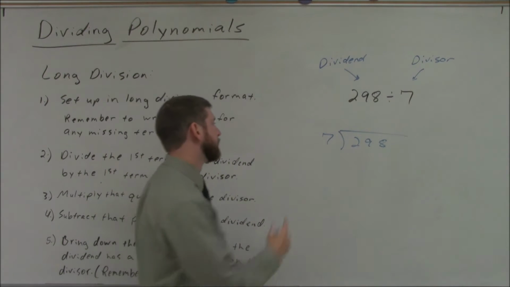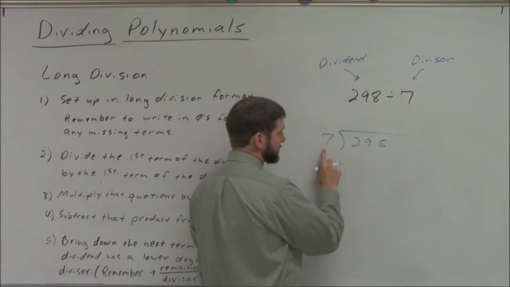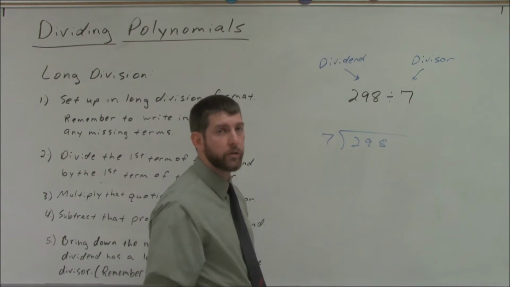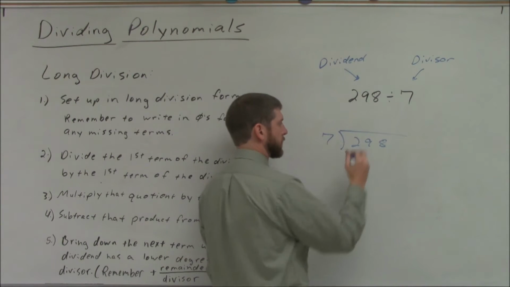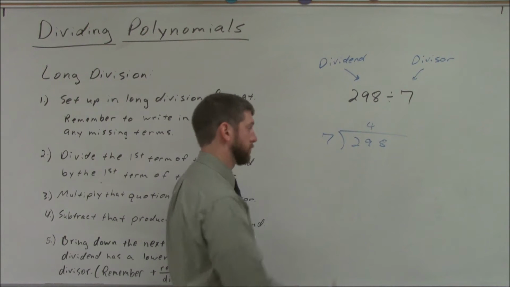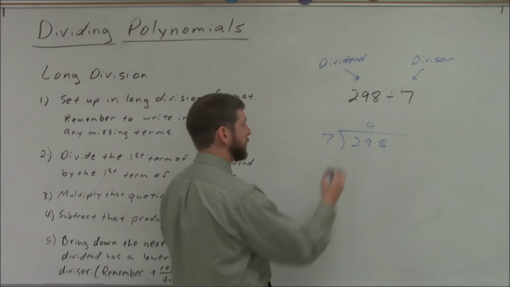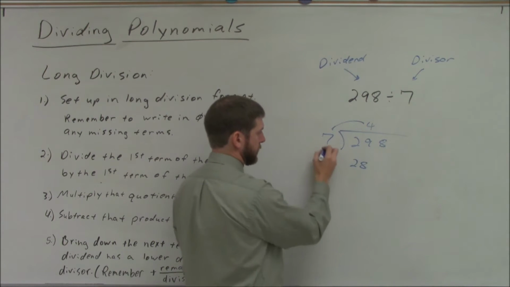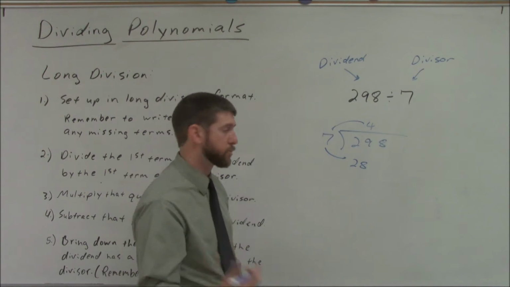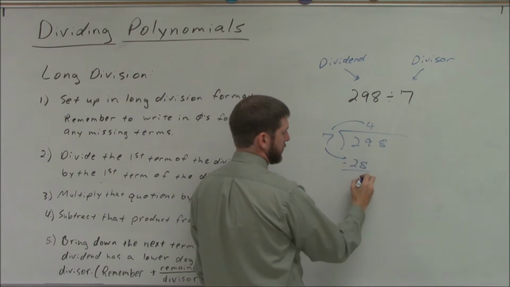And then we just go through. 7 can't go into 2, so I go to the next digit. 7 can go into 29, so I divide what I can. 7 goes into 29 4 times. So divide 29 by 7, then we multiply. 4 times 7 is 28. Then we subtract. 29 minus 28 is 1.